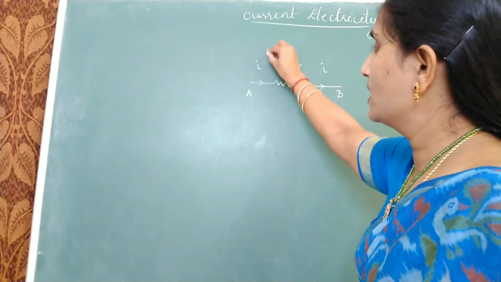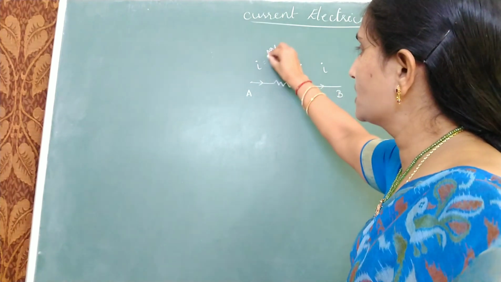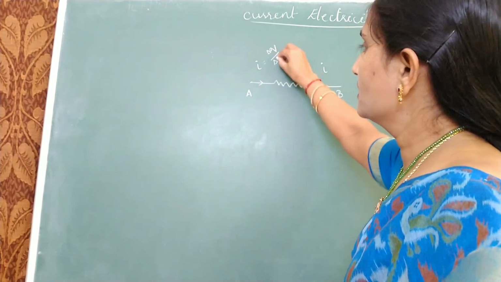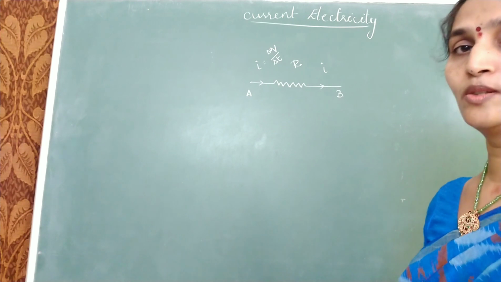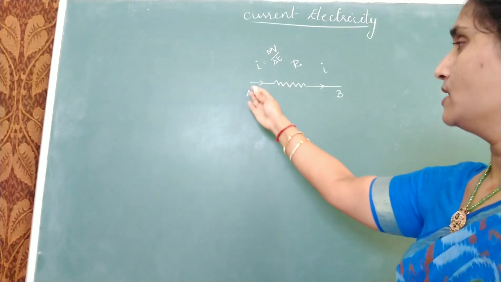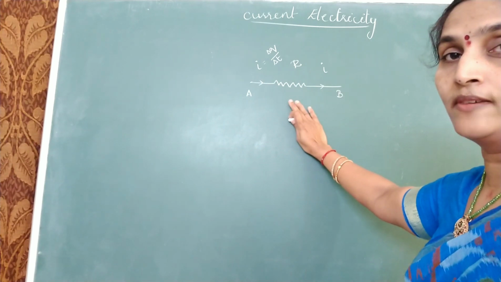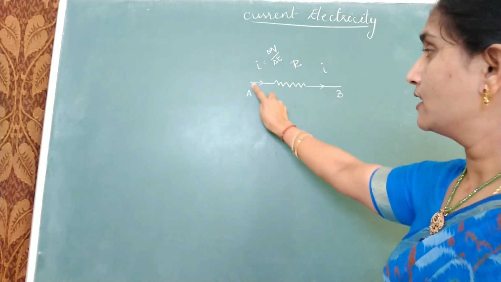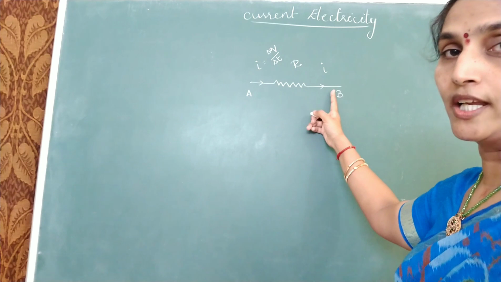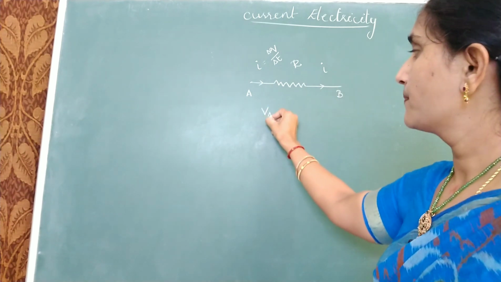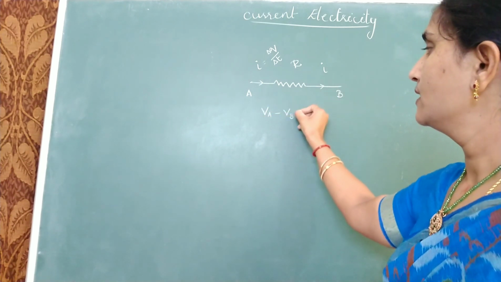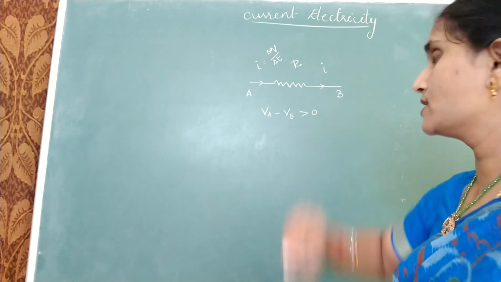We know current is the amount of charge transferred per unit time. So I can write it as delta Q by delta T or dQ by dt. When current is moving from A to B in a resistor, we know current always travels from where to where? From high potential towards low potential. So VA minus VB is greater than 0.